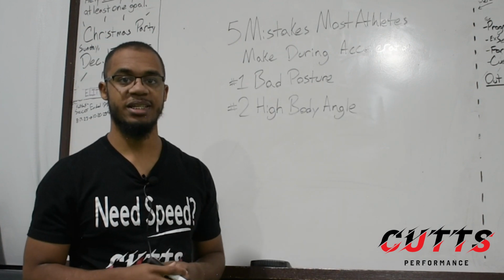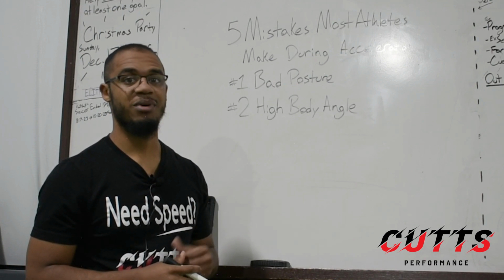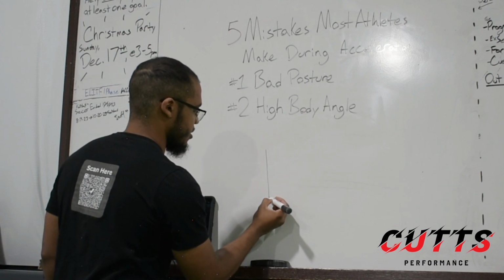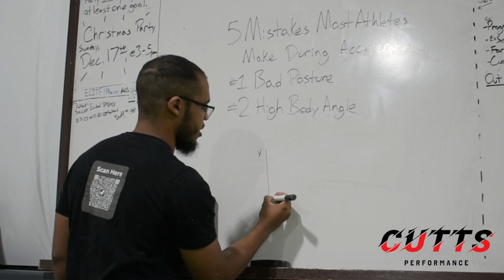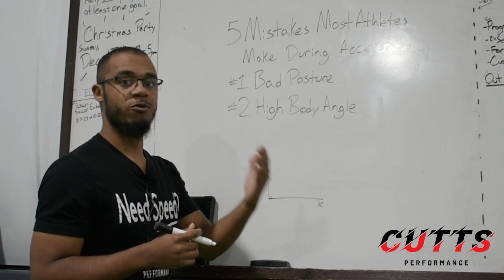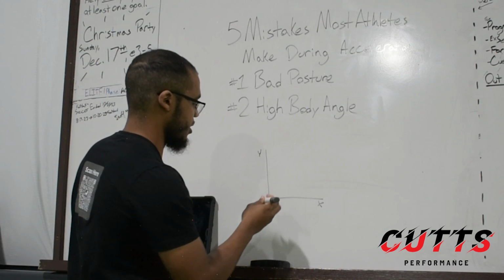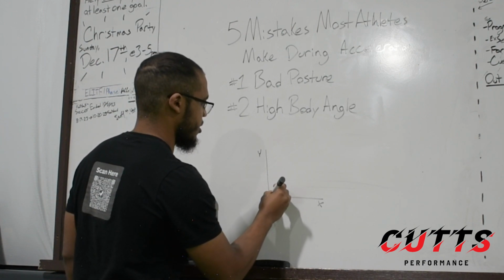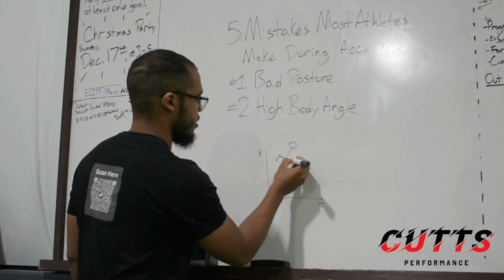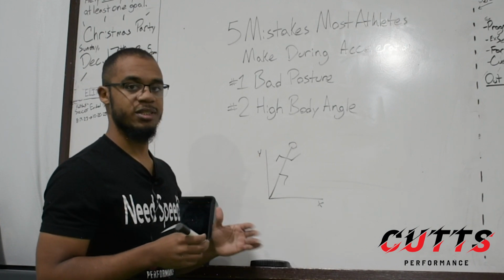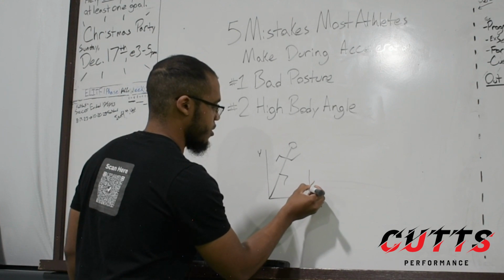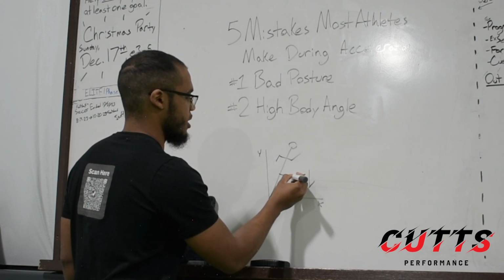So the second most common mistake that we see here at Cuts Performance is having a high body angle. What that looks like here is if this is the vertical y-axis and this is the horizontal x-axis, we want to have our body at about a 45-degree angle. But what we see commonly is that an athlete may come in starting off really high, which then forces the force that you're applying into the ground to be primarily vertical instead of primarily horizontal.